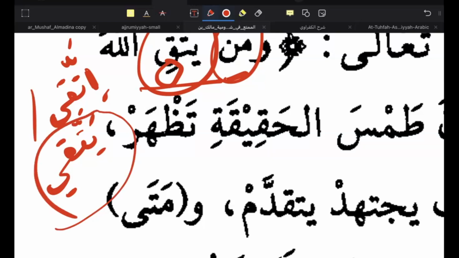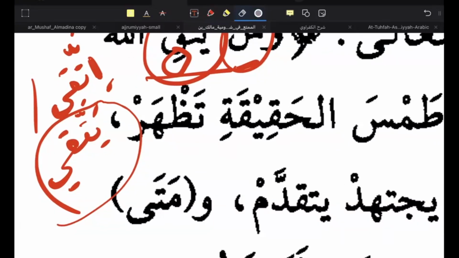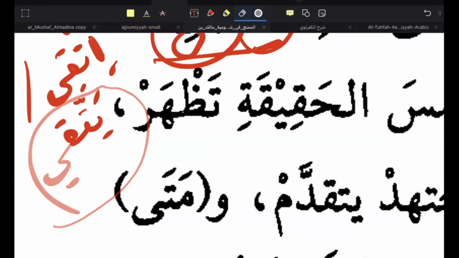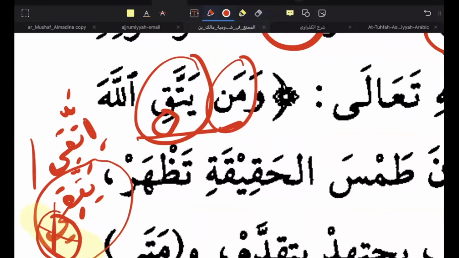So now we need to make this verb majzum. How do we do that? We talked about this. This is فعل معتل الآخر, so this is ناقص. What happens? When you have ناقص, we have to drop the حرف العلة. The حرف العلة is the ya. Once we drop it, what is the appropriate حركة of the ya? It is kasra. So we say يتقي, we say ومن يتق الله. We're dropping the ya here. So this is how we know it's majzum.